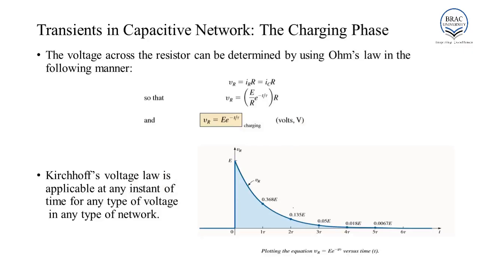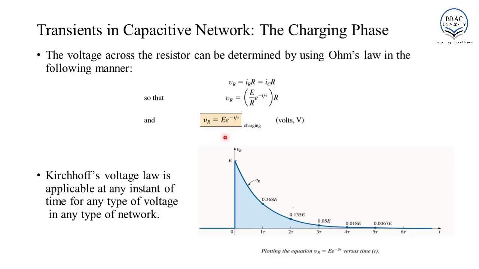The voltage across the resistor can be determined by using Ohm's law in the following manner. VR equals IR. Now the resistor and the capacitor are connected in series. Hence, IR will be equal to Ic. Thus, VR will be equal to E by R times e to the power minus t by tau times R. This R and this R cancel out each other. Hence, VR equals E times e to the power minus t by tau, that is, times the source voltage E.